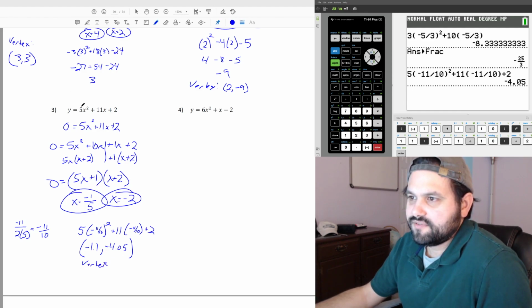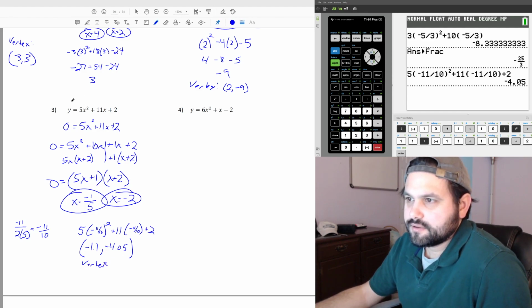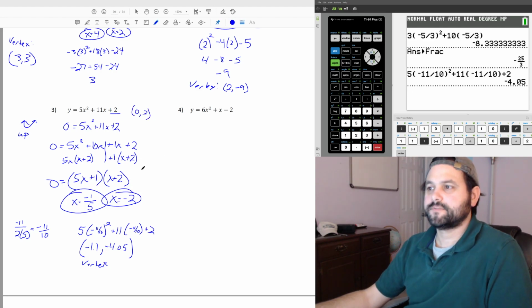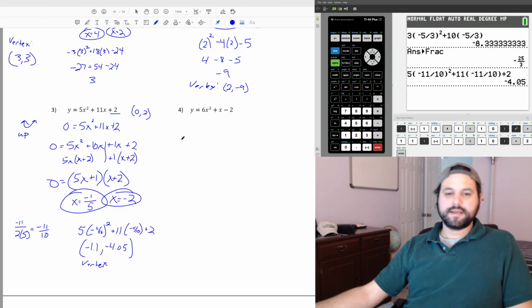And the a value is positive, so this opens up. And the y-intercept is 2. So the y-intercept is at 0, 2. Okay? How are we doing on time?